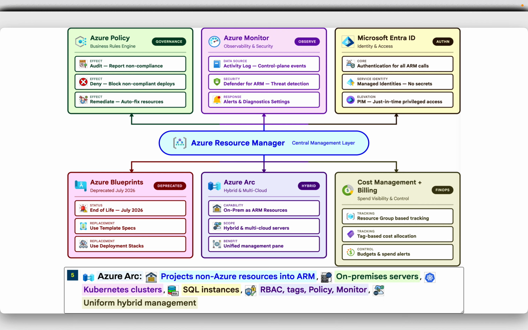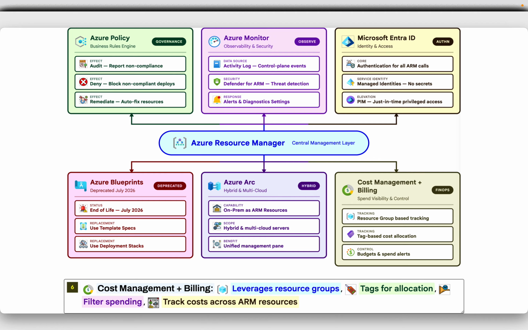Azure Arc projects non-Azure resources into ARM as first-class resources. This includes on-premises servers, Kubernetes clusters, and SQL instances. It enables RBAC, tags, policy, and monitor to work uniformly across hybrid environments. Cost management plus billing leverages resource groups and tags for cost allocation. You can filter spending, set budgets with spend alerts, and track cost across all ARM managed resources.